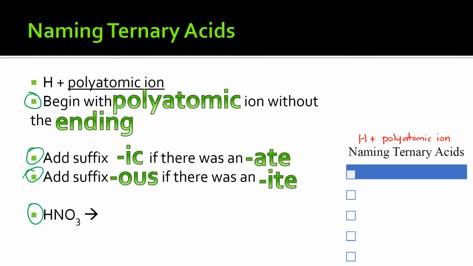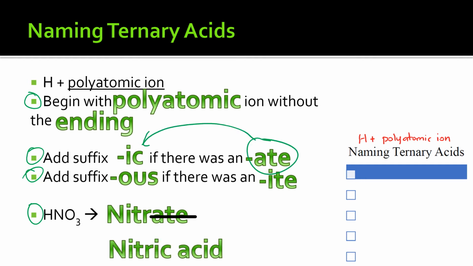Okay, so let's take a look at our example. Our example is HNO3. So to name this acid, we start off by looking at the polyatomic ion. NO3 is nitrate. So I take the ending off. Since it's an ate, I'm going to replace it with an ic. So the name is nitric acid.